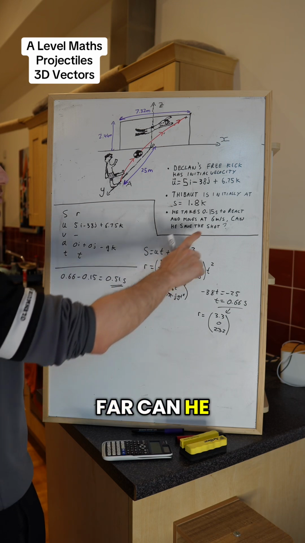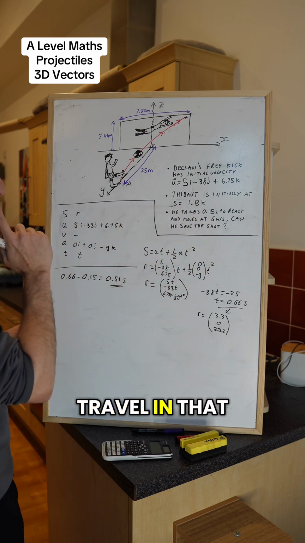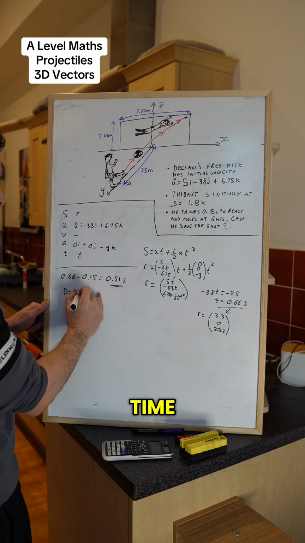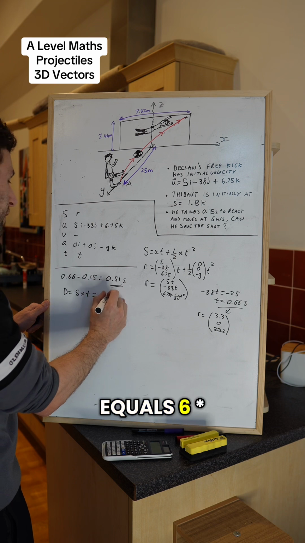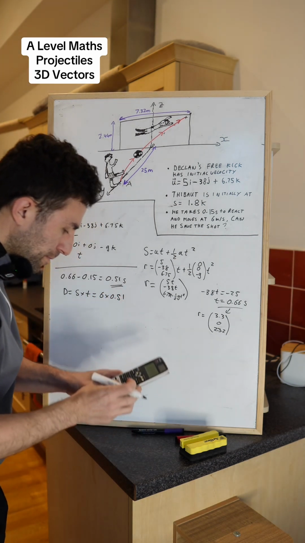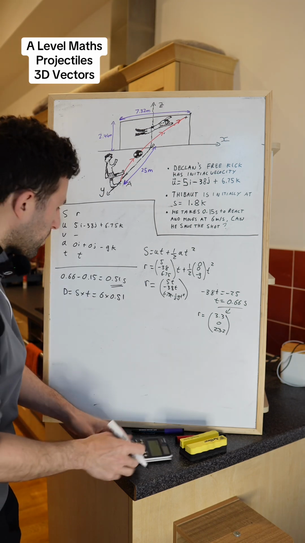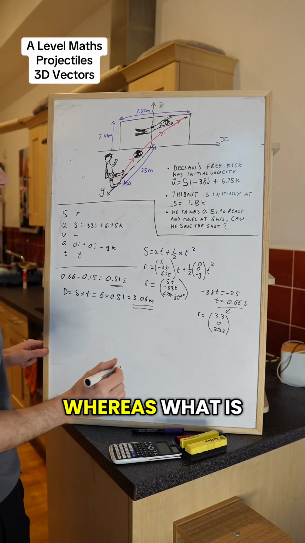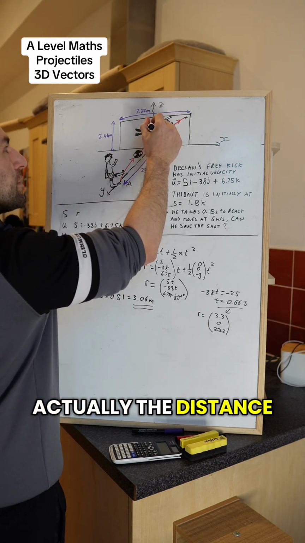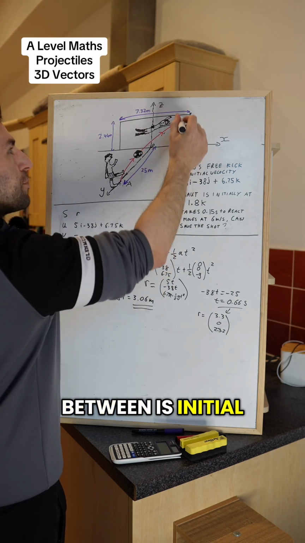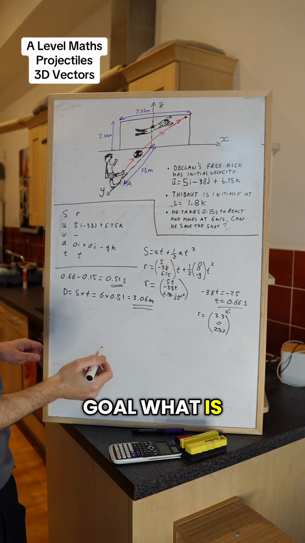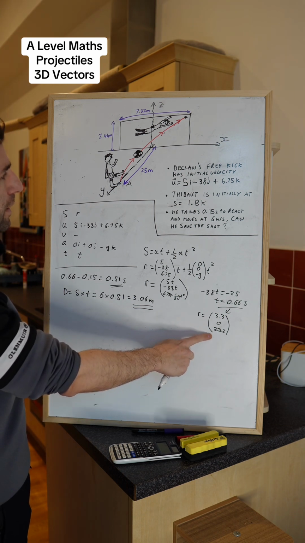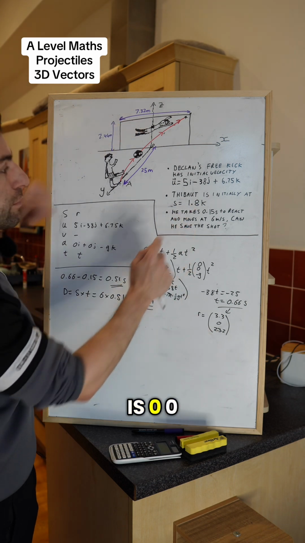And how far can he travel in that time at 6 meters per second? Distance equals speed times time equals 6 times 0.51, 3.06 meters. Whereas, what is actually the distance between his initial position and where the ball crosses the goal? Well, there's the position where the ball crosses. And we know the initial position is 0, 0, 1.8.